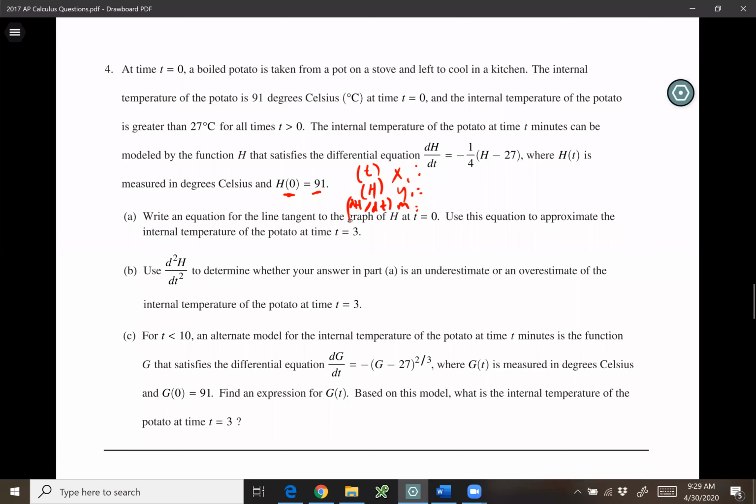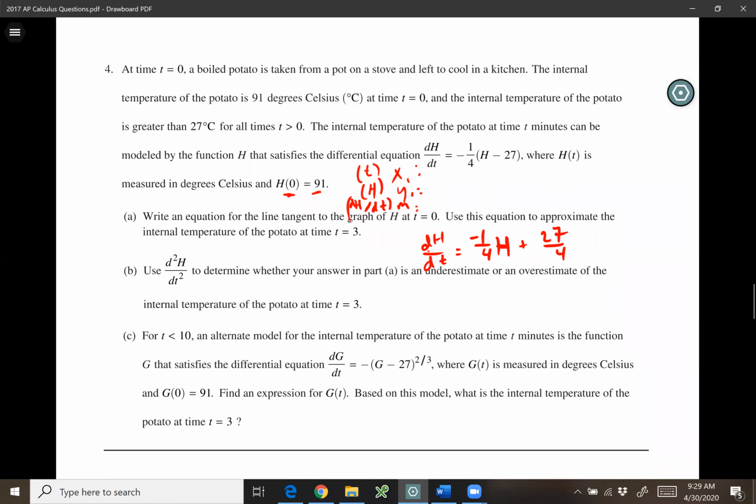Okay, B, use d squared h over dt squared, like the second derivative. So you need to take the second derivative. To me, it was easier to first distribute. So write dh dt equals negative 1/4 h plus 27 over 4, and then taking the derivative of that is very easy, right?